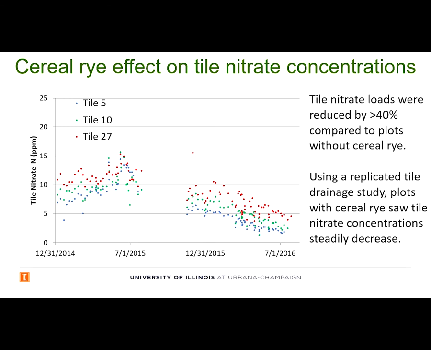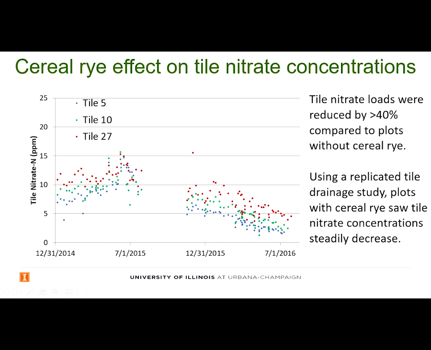So we're at this farm. We have this replicated tile drainage study. We're actually looking at 36 tiles being monitored on the same farm, and these just happen to be the 3 tiles that had the cereal rye planted after corn. And you can see that there's a steady decrease in concentration for each one of the individual plots. And we reduced the starting concentration when the tile first started to flow about in half.